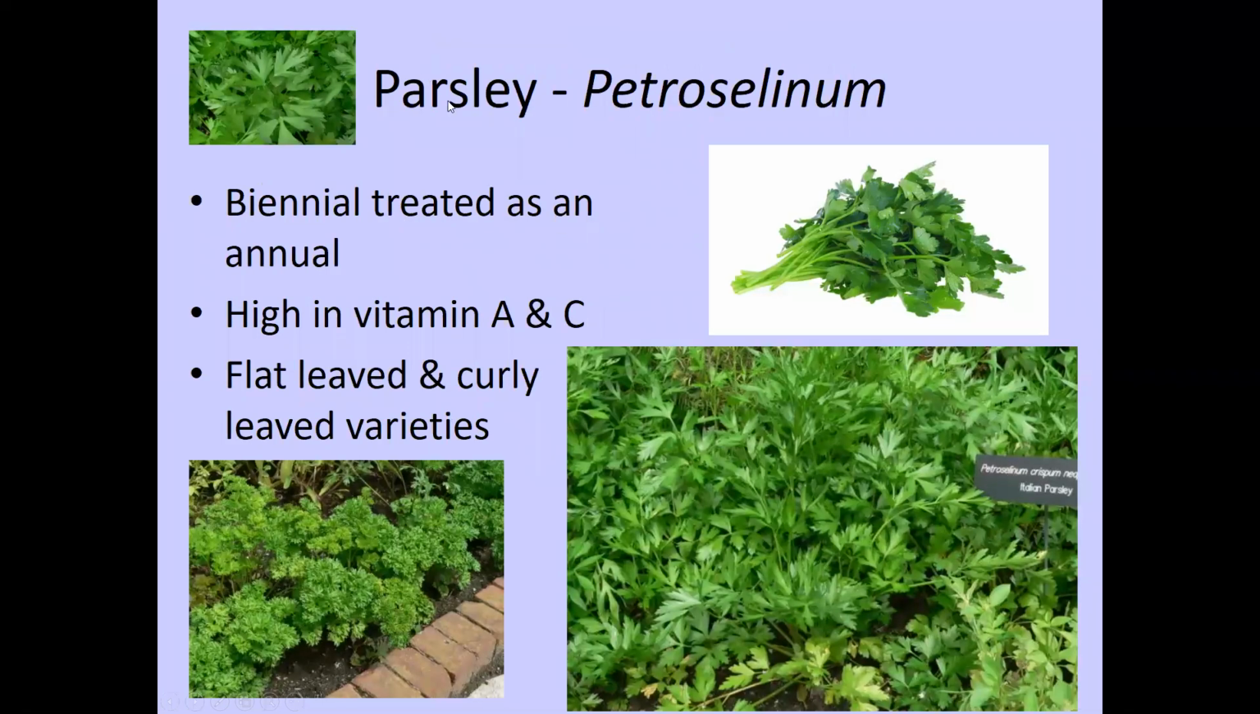So parsley is another annual that's really, really easy to grow. There's flat-leaved and curly-leaved varieties. You can see flat-leafed here on the right-hand side on the bottom, curly on the left-hand side. A lot of chefs tell me that they prefer flat leaf because it's easier to chop. If they're going to use a garnish, then maybe curly leaf is okay.